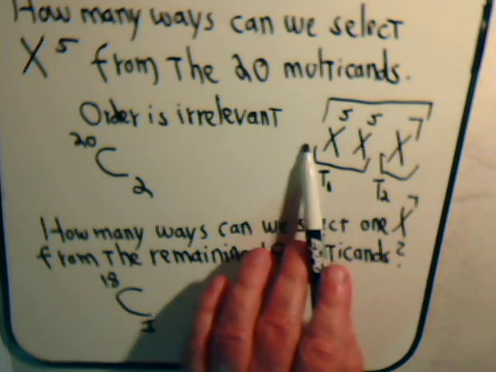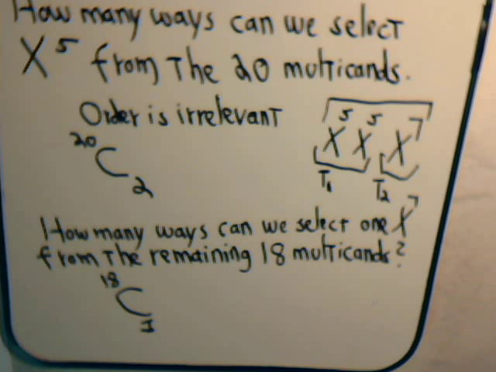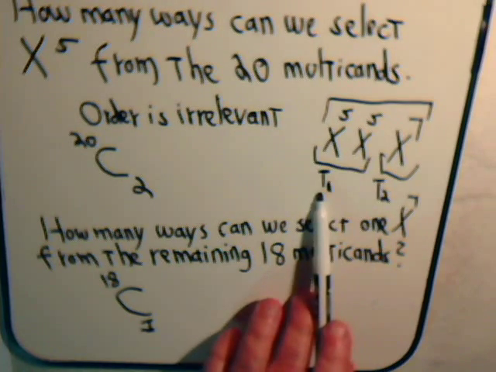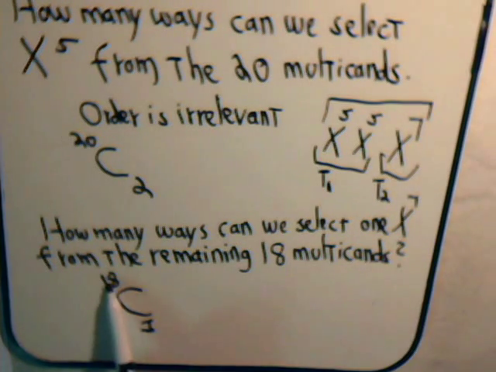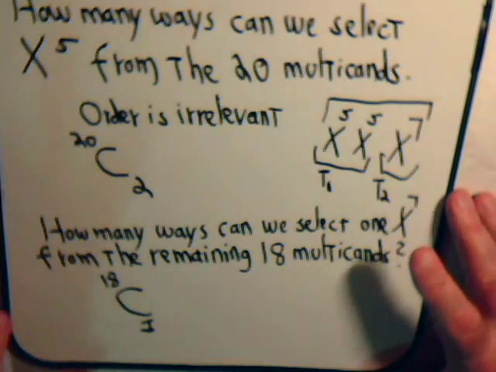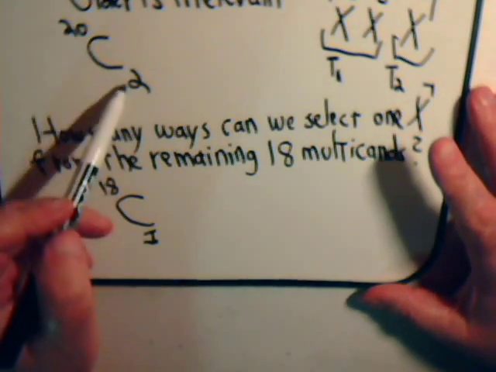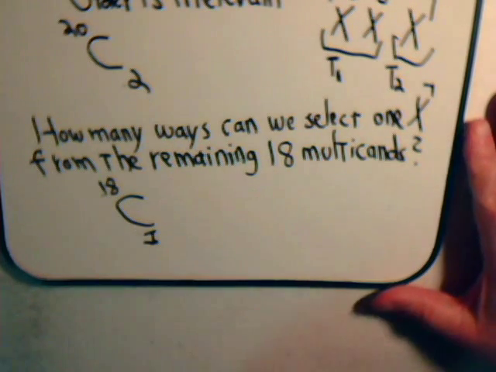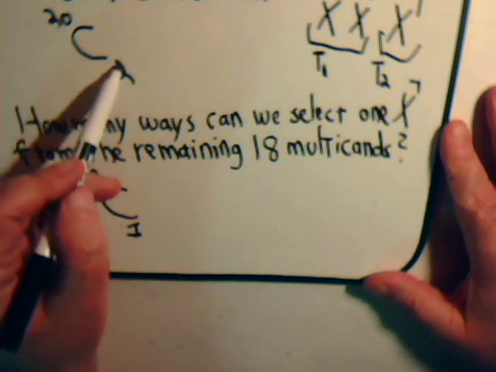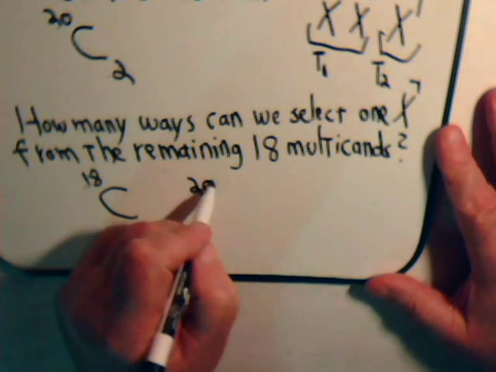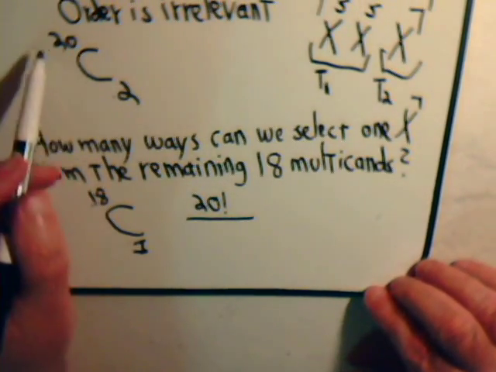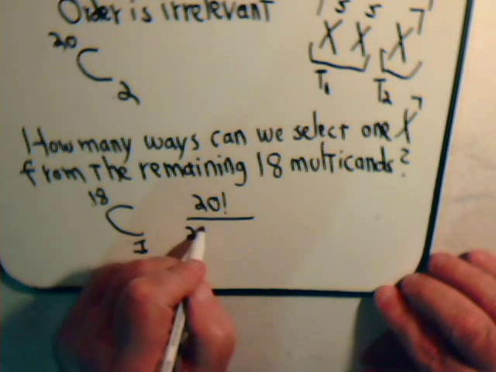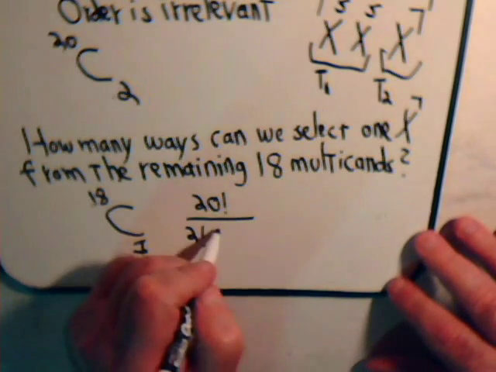And then to do them all together, by the counting principle, the number of ways we can do that is the number of ways task 1 can be performed, that's this, times the number of ways that task 2 can be performed, that's this. So our answer then is going to be this binomial coefficient times this binomial coefficient. And this one is equal to 20 factorial over 2 factorial times 18 factorial.